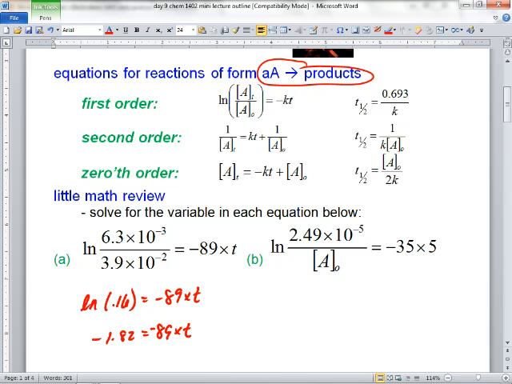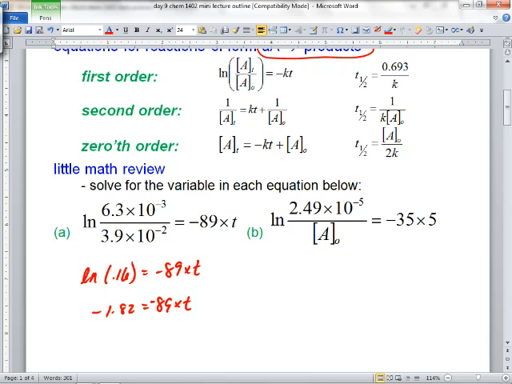Matteo, so you do what to get your T? Divide the... Yeah, divide that negative 1.82 by negative 89, and we'll have it. So 1.82 divided by 89, about 0.02 is my T. Okay?